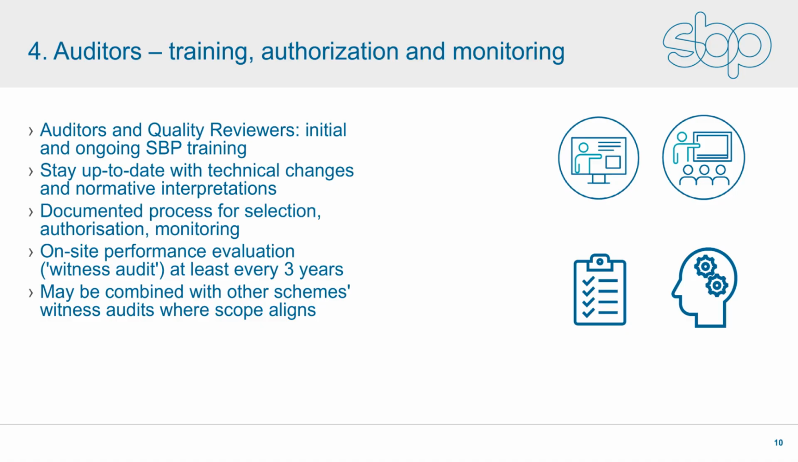The certification body must have a documented process for selecting, authorizing, and monitoring auditors so that only qualified and competent auditors are deployed. The decision-making function, the person or people who actually grant, refuse, maintain, suspend, or withdraw certification, is distinct from the evaluation function and has its own competence requirements. Performance is evaluated on-site at least once every 3 years. The certification body may combine this on-site performance evaluation with a witness audit for another certification scheme, provided the scope is relevant to the auditor's full SBP evaluation authorization.